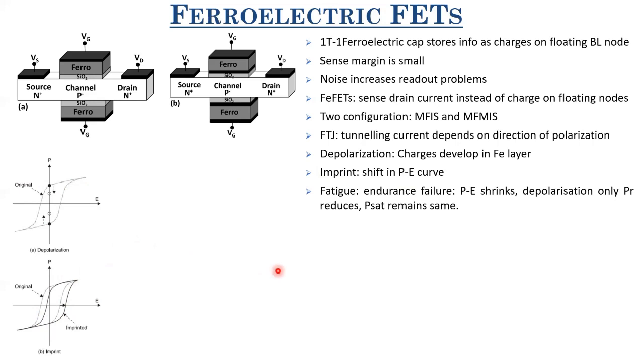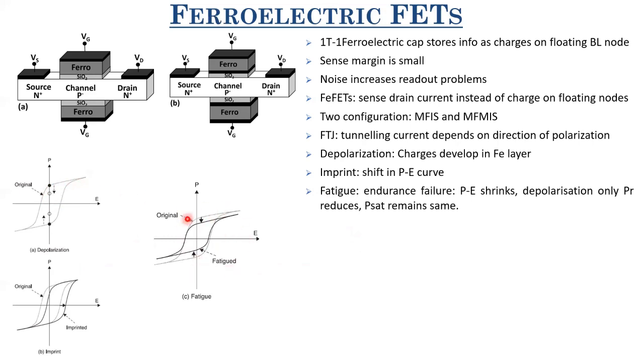And the last but not the least, we have fatigue. Fatigue is the mechanism which denotes endurance failure. What happens is, if you cycle it continuously for several cycles, your PE shrinks. I told that when there is depolarization, only PR changes. The curve will still go to the PSAT value.